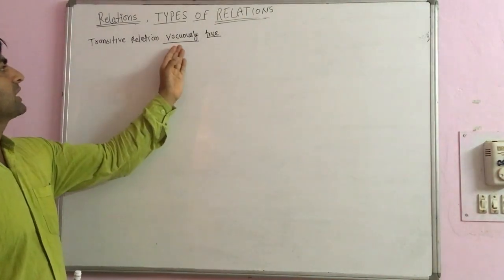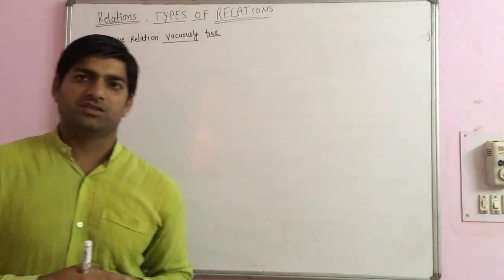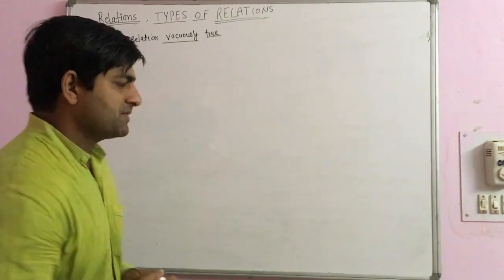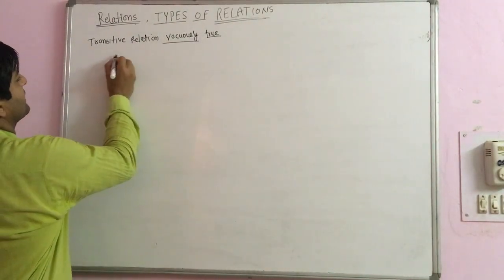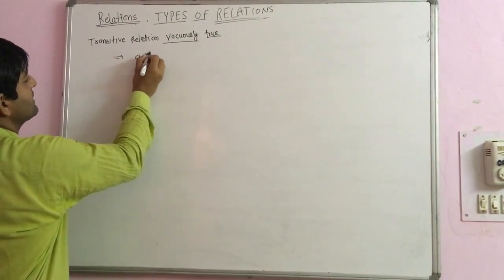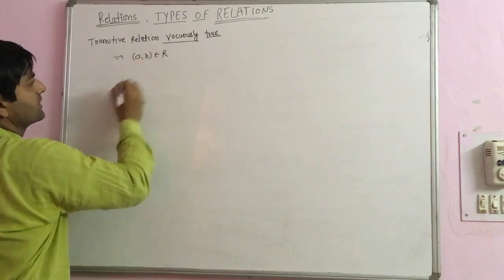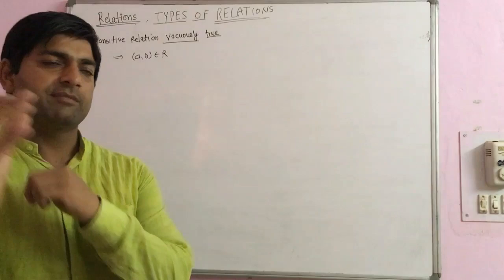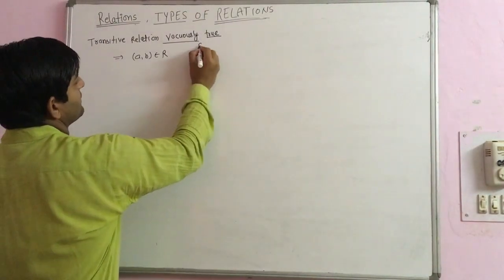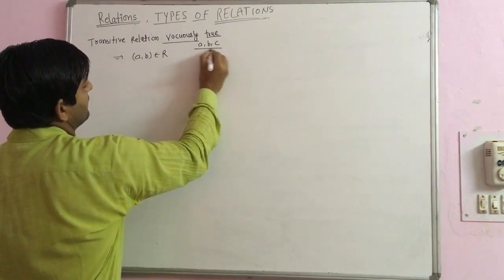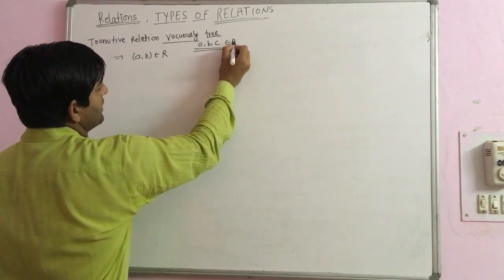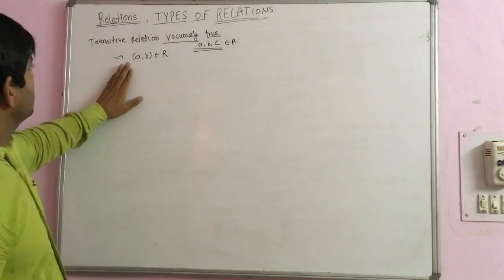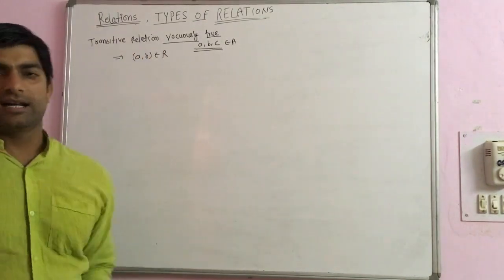Transitive relation vacuously true. What does it mean, students? Now, sometimes if we are writing that AB is in R, for three elements A, B and C in A, we are assuming that AB is in R.